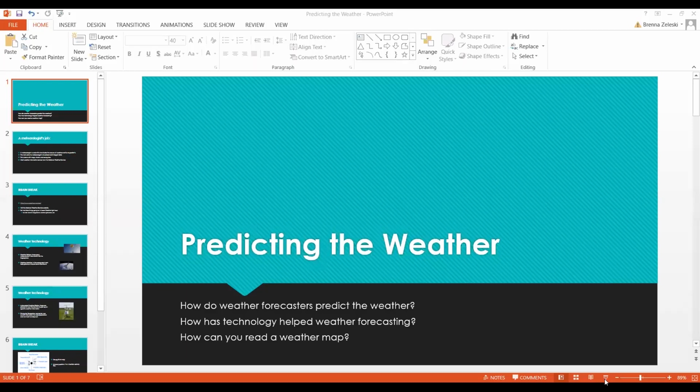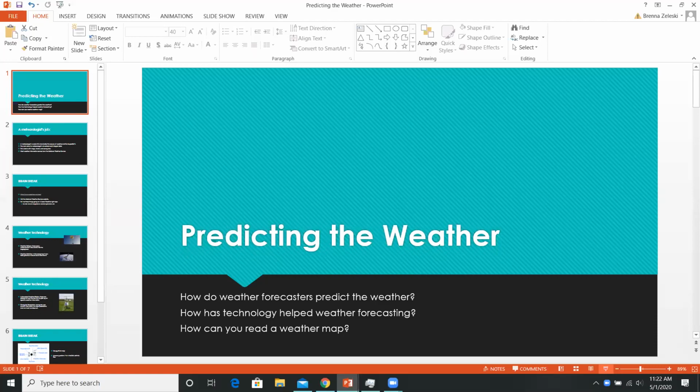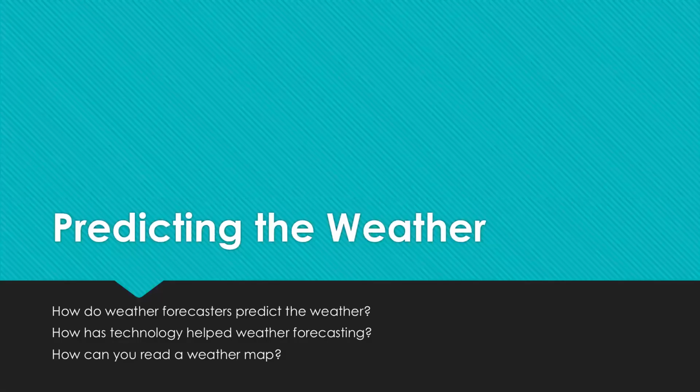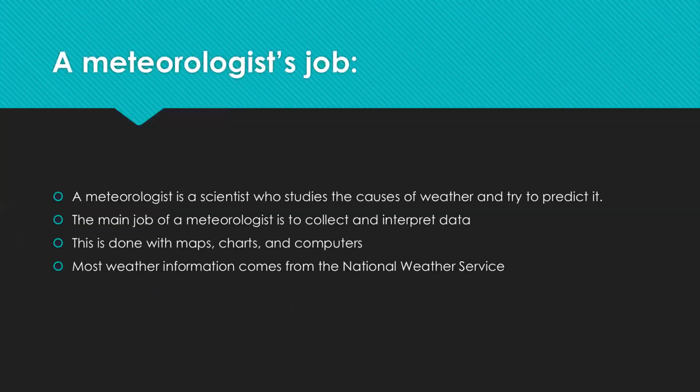So now that we've learned all about storms and causes of storms, let's talk about actually predicting the weather. So the objectives of this lesson are: how do weather forecasters predict the weather? How has technology helped weather forecasting? And how can you read a weather map?